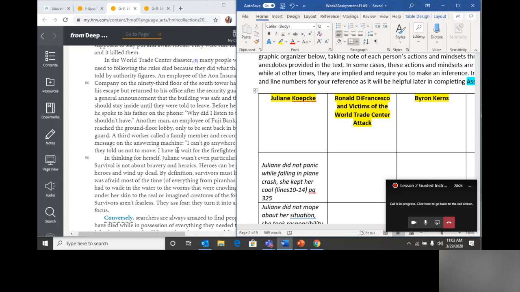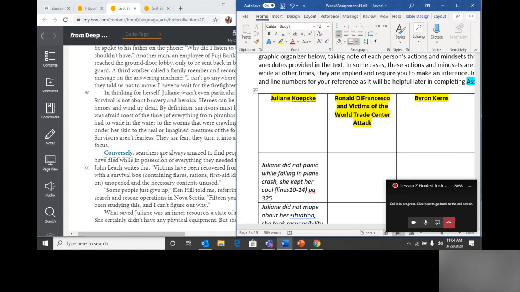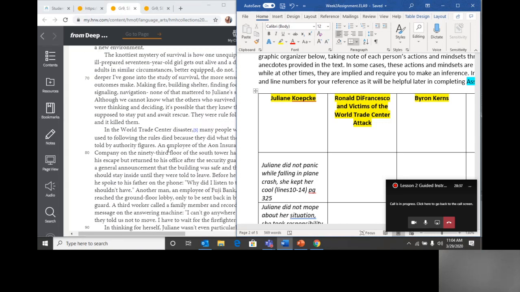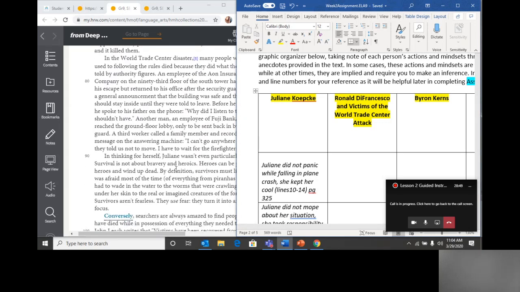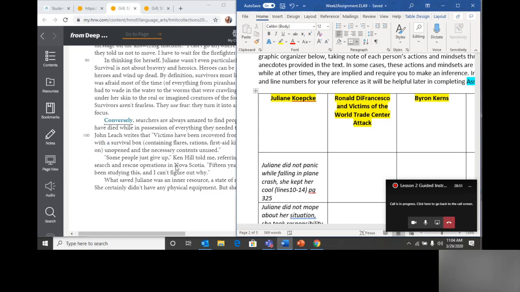So remember that we want to focus on what people did do to survive and then what people might have done wrong, which led to their death. So reread that paragraph right here about the World Trade Center and think about if they did the right thing or the wrong thing to stay alive. And I want you to add it to your first box for the victims of the World Trade Center attack. Okay, we're going to move on.